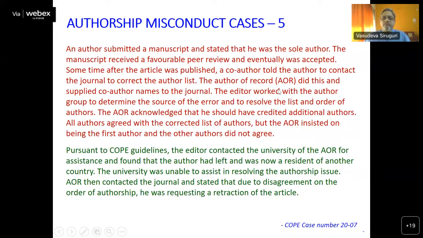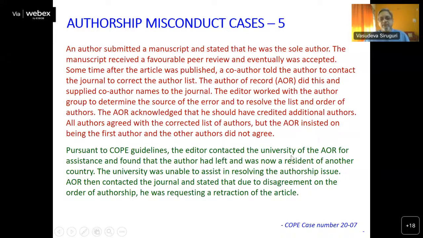Okay. So the author of record did this and supplied co-author names to the journal. The editor worked with the author group to determine the source of the error and tried to resolve the list and order of authors. Then this author of record, that means the corresponding author, acknowledged that he should have credited additional authors. All authors agreed with the corrected list, but the main guy, the sole author, insisted on being the first author, and the other guys did not agree to this.